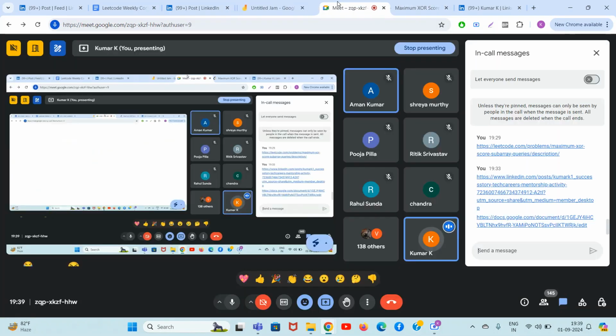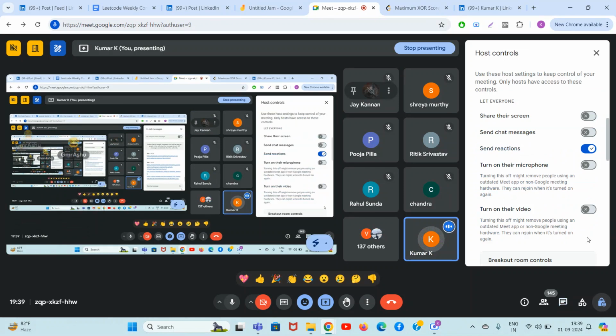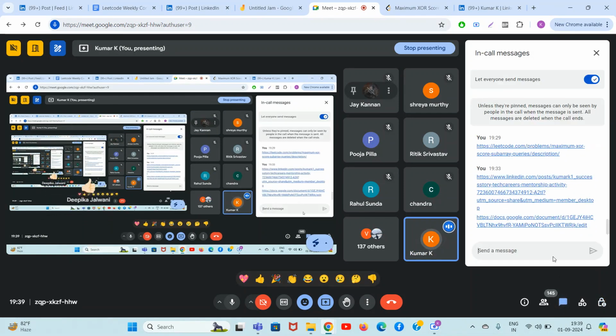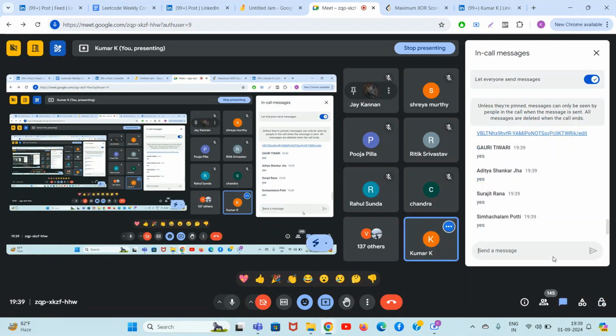Okay, everyone write yes in the Google chat if everyone understood this much of the question: that you are given an array of size n and you are just trying to find the answer to different range queries. That is clear, right?